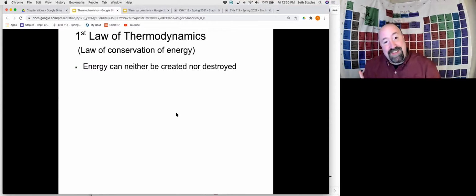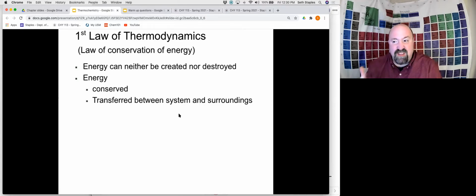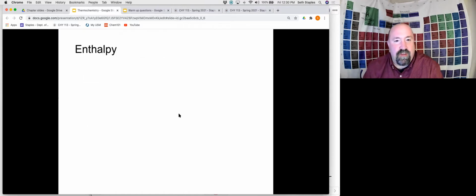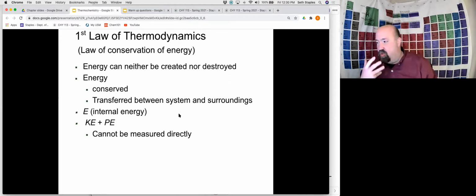And so instead, the first law of thermodynamics is that energy can't be created or destroyed. It's conserved and transferred between the system and the surroundings. And actually, I'm not going to get into a lot of this. Your book goes into looking at the total energy of a system, and that the total energy of a system is the result of heat and any work that is done.